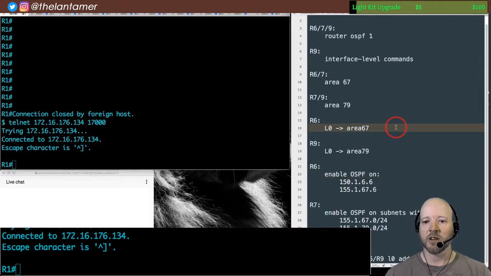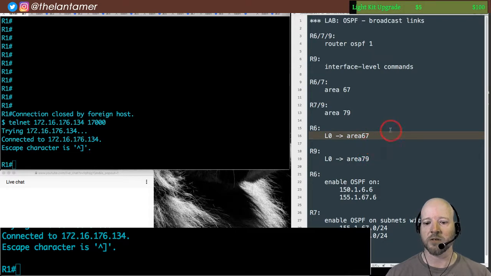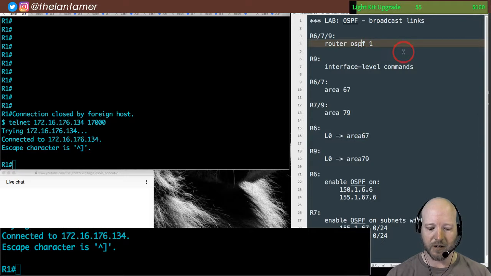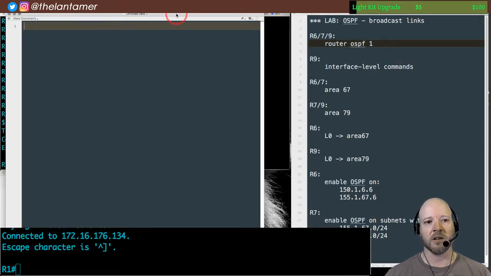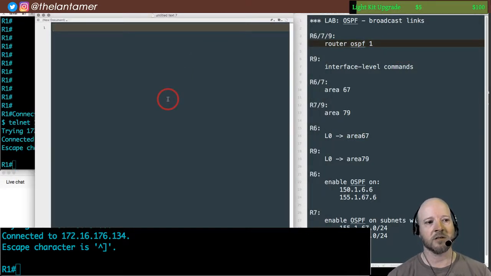So this is good. We're going to get to use a lot of different commands, and it's going to be my opportunity for the first time in a while to look these up in the Cisco docs and see what all the options are. We're getting warmed up here on our OSPF. So on router 6, 7, and 9, we'll do router OSPF 1, with the exception that 9 has to use the interface level commands. I think what I'll do here is the first part at least, I'm going to just write this out.